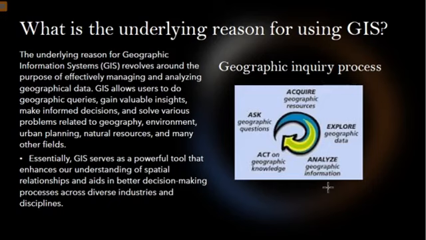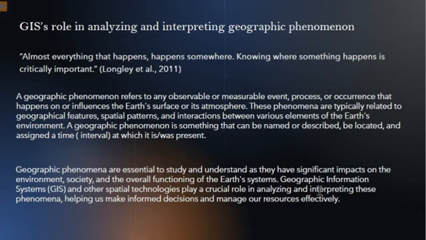The underlying reason for geographic information systems revolves around the purpose of effectively managing and analyzing geographical data. GIS allows users to do geographic queries, gain valuable insights, make informed decisions, and solve various problems related to geography, environment, urban planning, natural resources, and many other fields. Essentially, GIS serves as a powerful tool that enhances our understanding of spatial relationships and aids in better decision-making processes across diverse industries and disciplines.